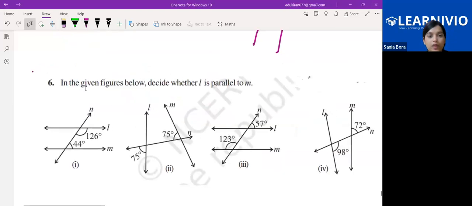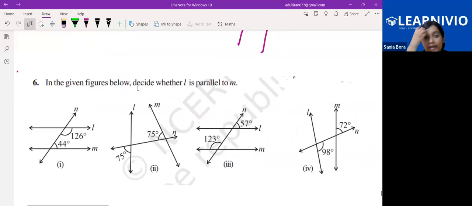Here you go. In the following figure, decide whether L is parallel to M. When we were writing notes, I gave you a few rules for deciding whether lines are parallel or not. Just check it over there. For example, if corresponding angles are equal, then it's a parallel line. Just recap this and see the scenario. If they fulfill the scenario, it is a parallel line. In case they don't fulfill the scenario, then they are not parallel lines. Fine? Okay, ma'am.